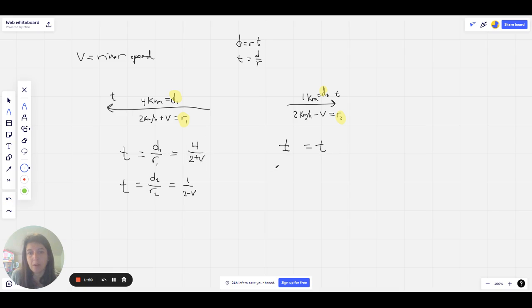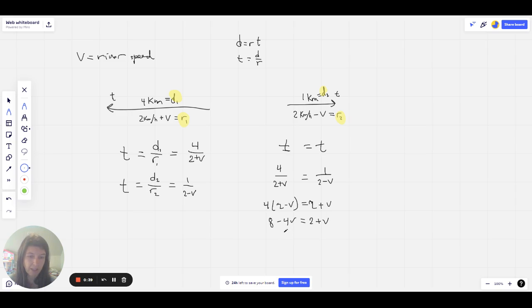If I set them equal, I get 4 over 2 plus V equals 1 over 2 minus V. I'm going to cross multiply and get 4 times 2 minus V equals 2 plus V. This is an equation we can easily solve. First I distribute the 4, so I get 8 minus 4V equals 2 plus V.